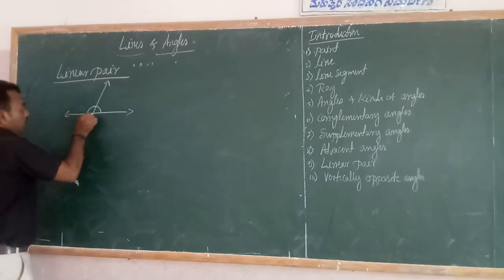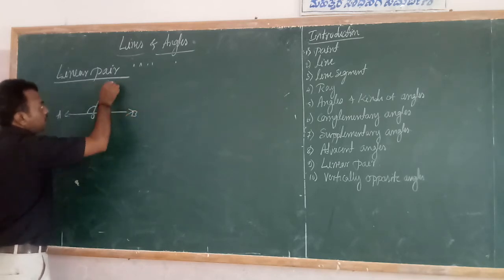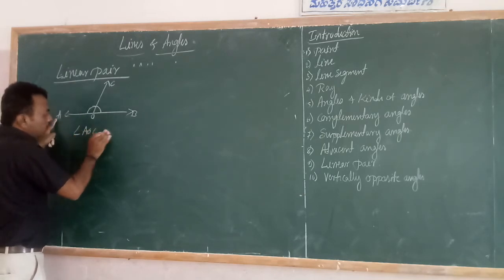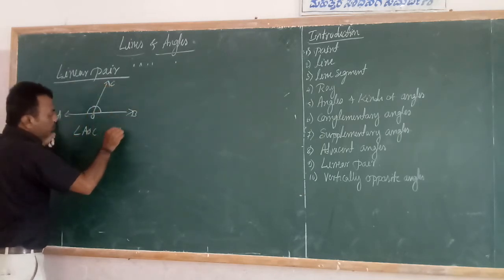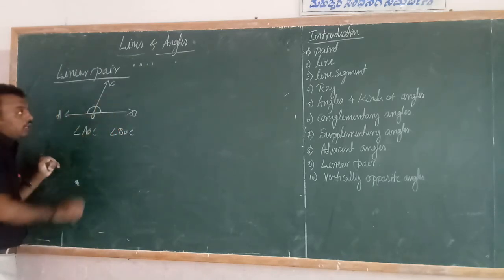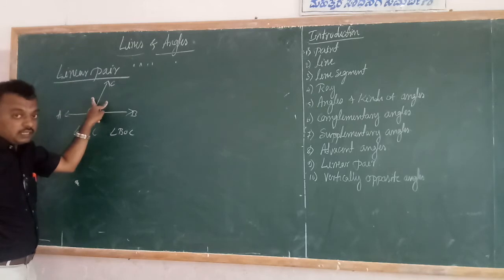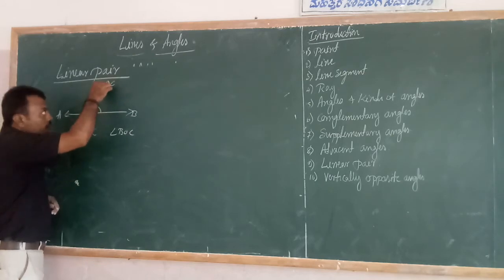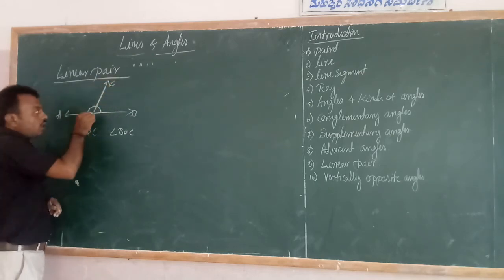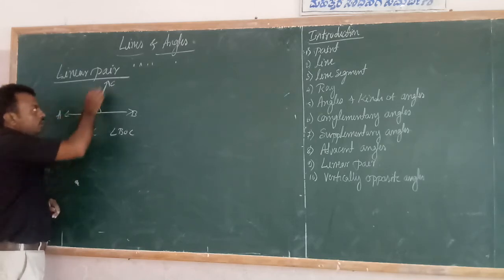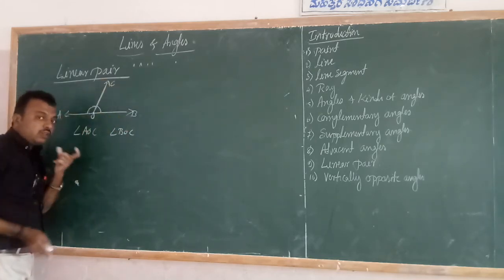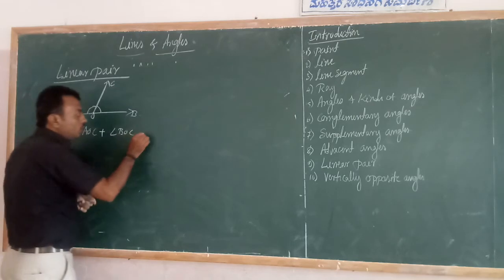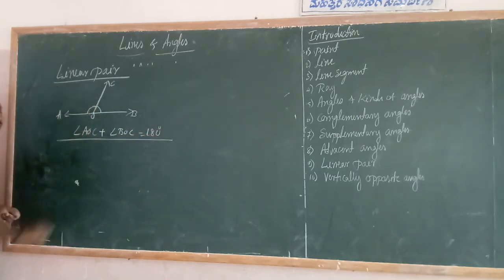See, this is A, this is B and this is C. I will take AOC as one of the angles and BOC as another angle. What type of angles are these two? These two angles are adjacent angles. Yes. See, AOC and BOC have a common arm, OC, and a common vertex, O. That's why AOC and BOC are two adjacent angles. When the sum of any two adjacent angles is equal to 180 degrees, that is called a linear pair.